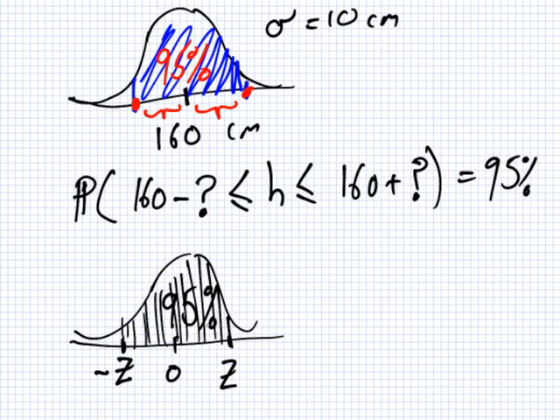Yes. So you are right, Fahad. You have to look up the table backwards. How do you look backwards? You find an answer of 0.95 and read off the z.